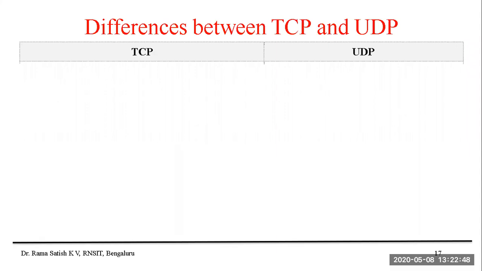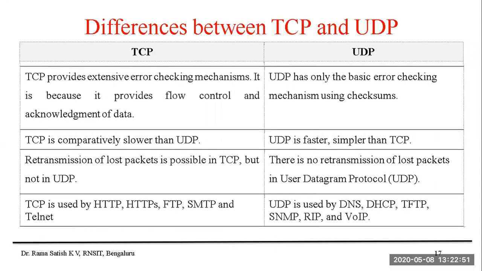I think you have already experienced all of this. TCP provides an error checking mechanism, and UDP has only an error checking mechanism using checksum, whereas TCP also checks errors and also does flow control. That is very important. TCP is comparatively slower than UDP. Why? Because it has to establish a connection, it has to check, it has to wait for acknowledgement. Definitely it is slower. UDP does not do all these things, so it is faster.